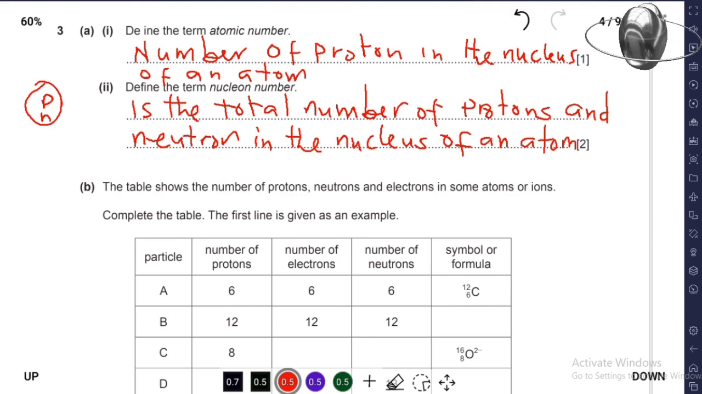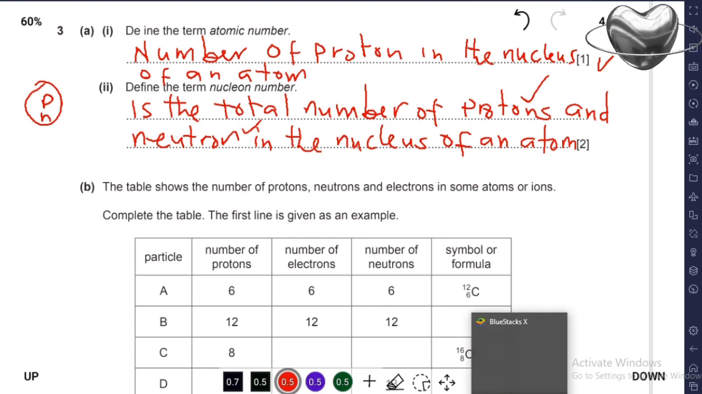That is very, very important, my dear learners. You are going to get your 1 mark, you will get your 2 marks, because we are going to mention the total number of protons and neutrons. Okay. Moving forward.